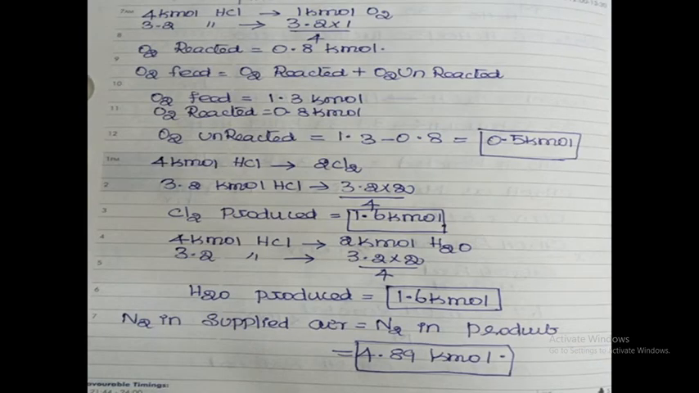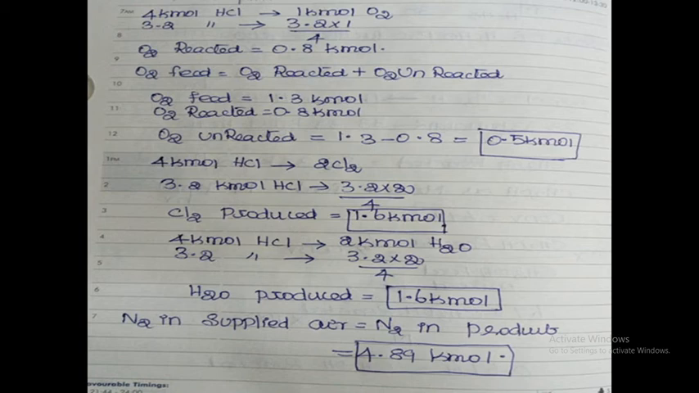Second, we are going to calculate another unreacted component, oxygen. We calculate the oxygen reacted value as per the reaction. 4 kilomole of HCl requires 1 kilomole of oxygen. So how many kilomole of HCl is reacted as per the problem? 3.2 kilomole. So 3.2 kilomole of HCl reacted means how much oxygen is reacted? 3.2 into 1 divided by 4, which is 0.8 kilomole.